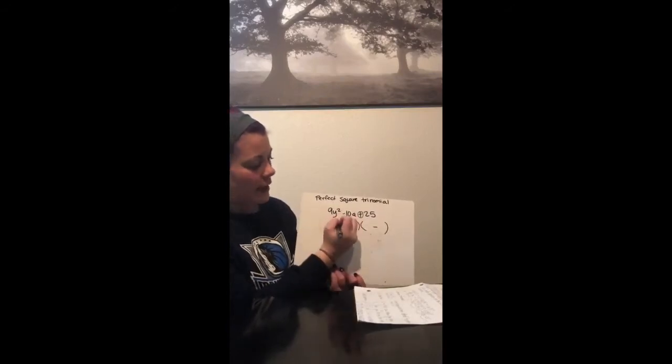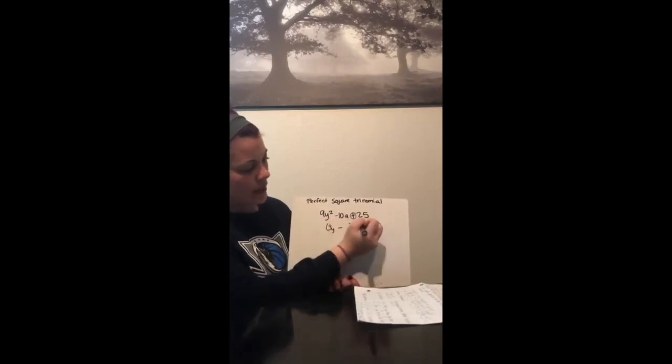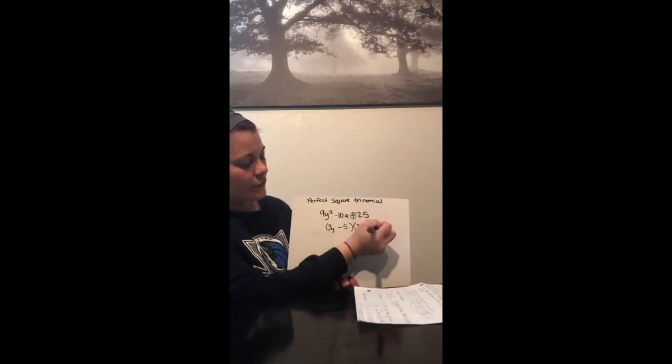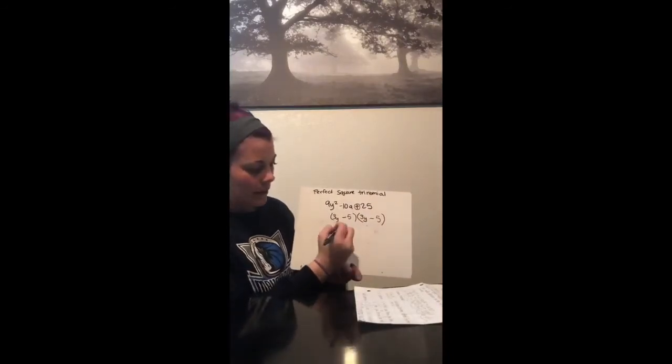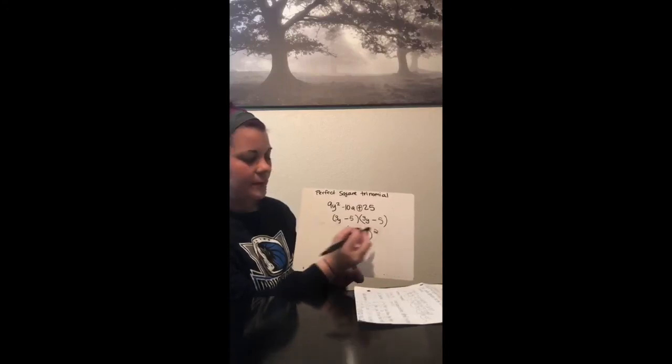Take the square root of 9y squared. Well, the square root of 9 is 3. And the square root of y squared is just y. Then the square root of 25 is 5. So we have 3y minus 5 to the 2nd power when we simplify it even more.